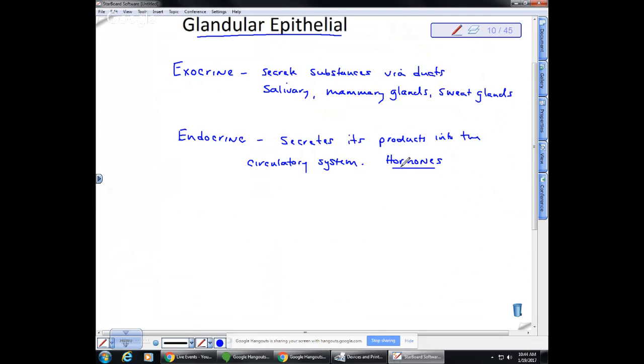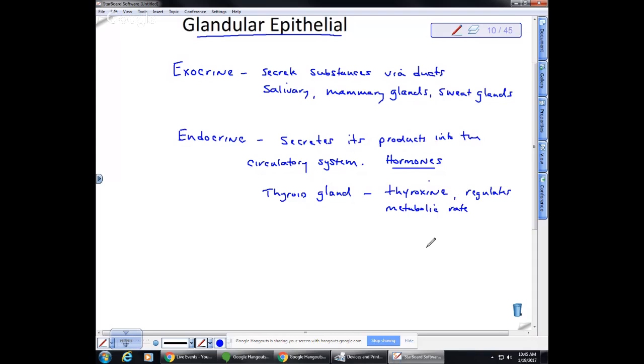So for example, we have the thyroid gland up in the neck region, and it secretes its product into the blood, and one of its hormones is called thyroxine. Almost all the cells in the body respond to thyroxine because this regulates metabolic rate. That means how fast cells are breaking down substances and producing energy.